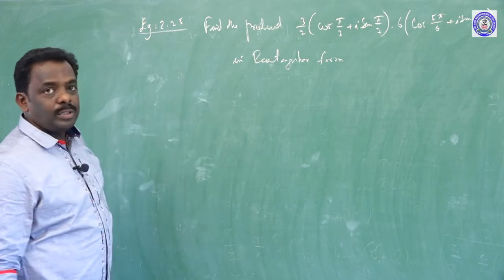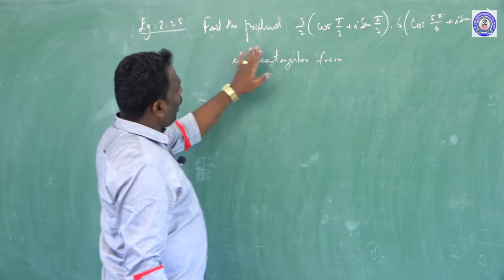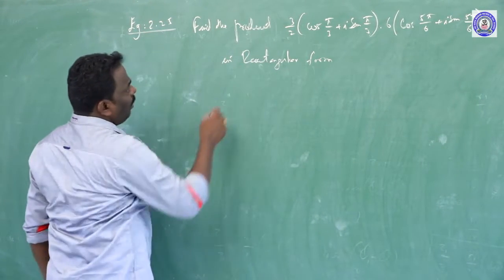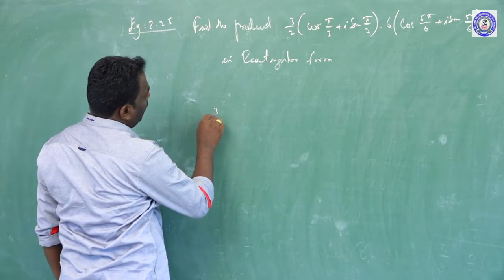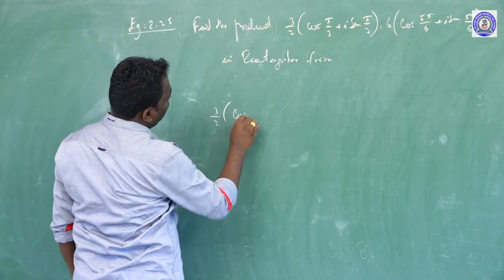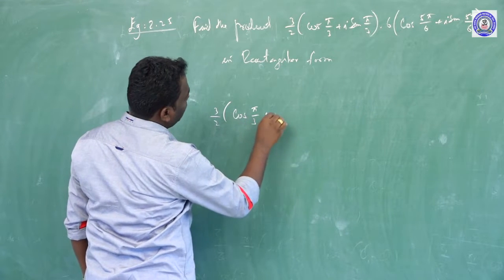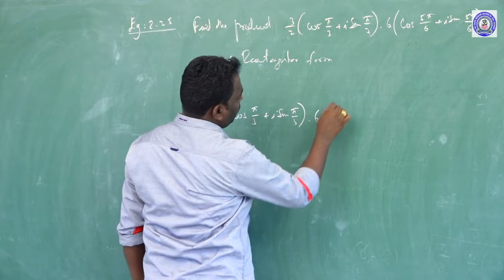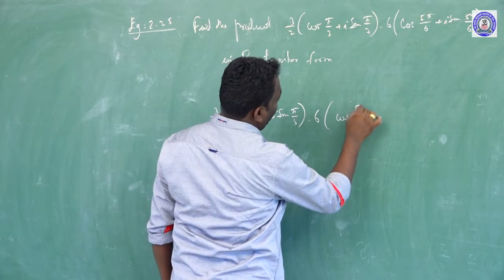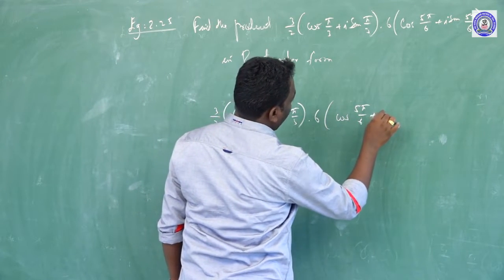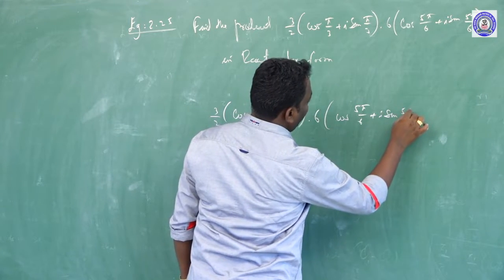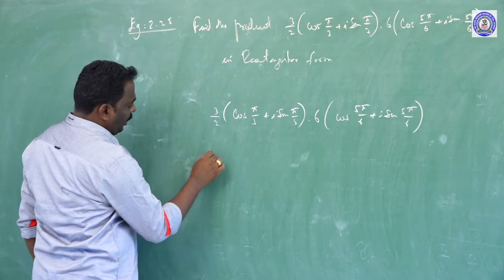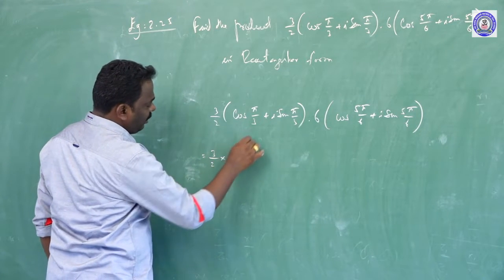Example number 2.25. Find the product of the two complex numbers in rectangular form. Now let us consider the expression 3 by 2 into cos pi by 3 plus i into sin pi by 3, into 6 into cos 5 pi by 6 plus i into sin 5 pi by 6. So first multiply the scalars, that is 3 by 2 into 6 within the bracket.